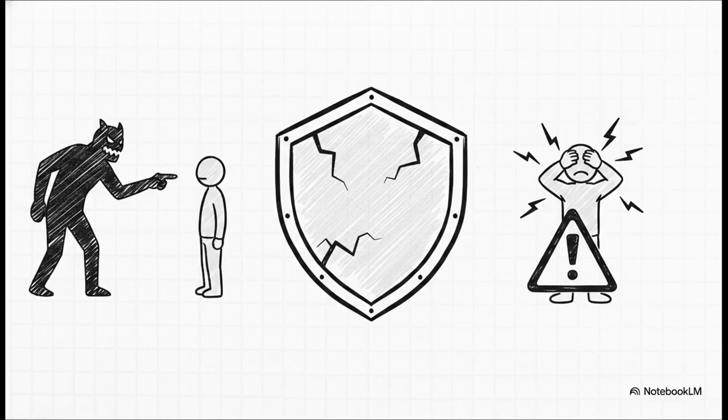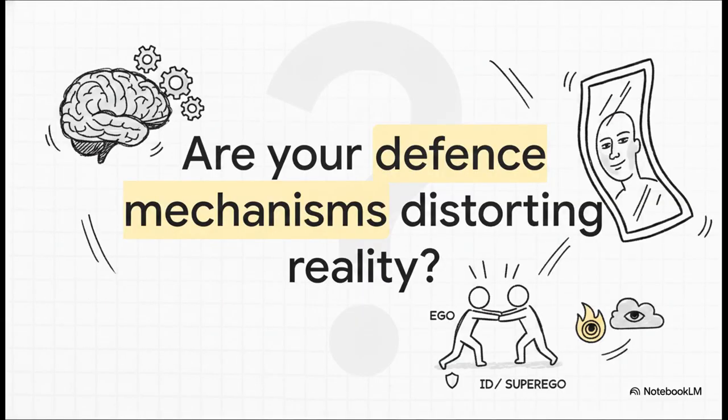Freud's model paints such an incredibly dynamic picture of human nature, showing us that our everyday actions are so often the result of this massive hidden struggle. As we wrap up this explainer, I really want to leave you with a final, provocative thought to apply to your own inner battlefield. When you face conflict in your life, is your ego truly dealing with reality, or are your defense mechanisms simply distorting it to keep you comfortable?